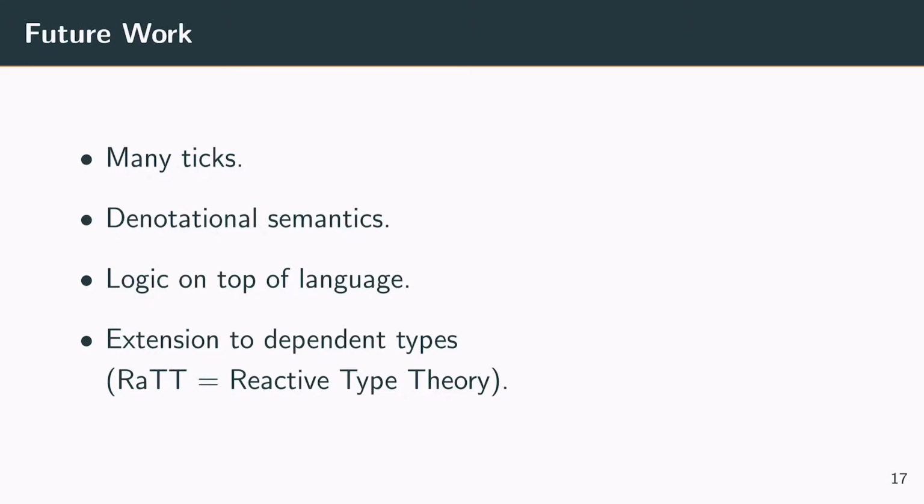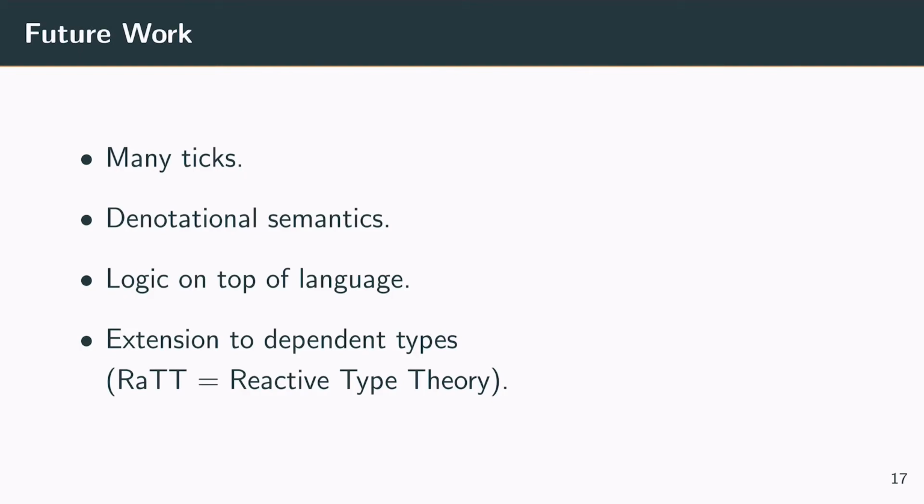Moreover, we also work on the intensional semantics of this language. So the idea is then to use such an intensional semantics to construct a logic on top of the programming language to reason about functional reactive programs. And ultimately, the goal of this intensional semantics is to construct a dependently typed language that integrates both the programming aspect and the reasoning aspect in one language.